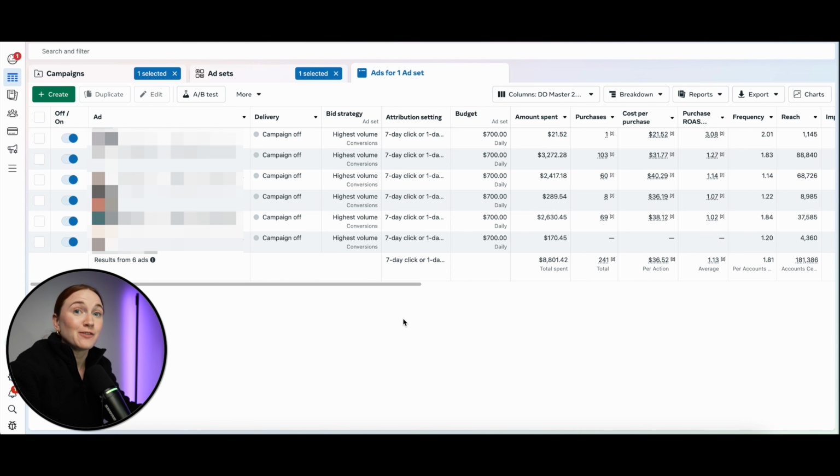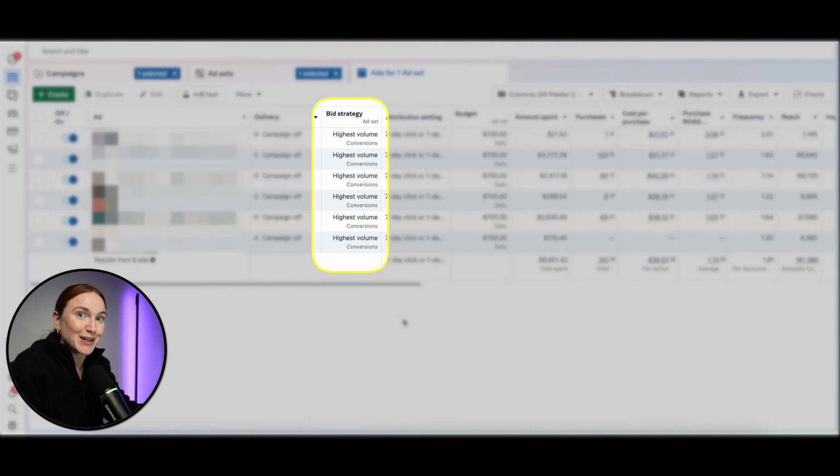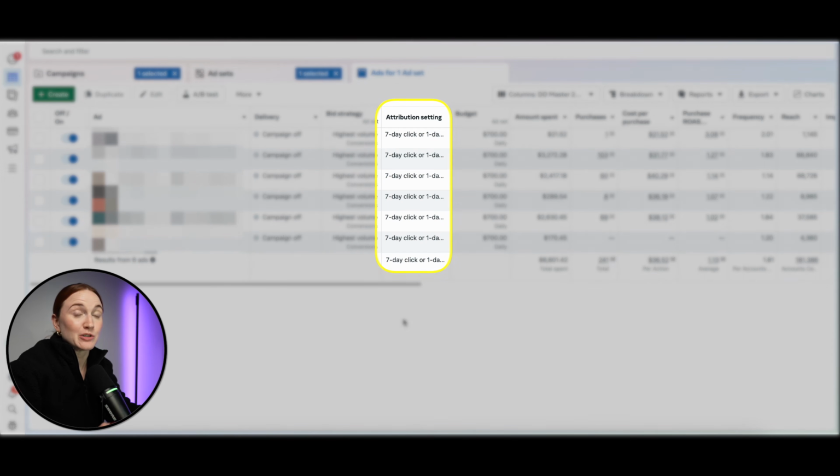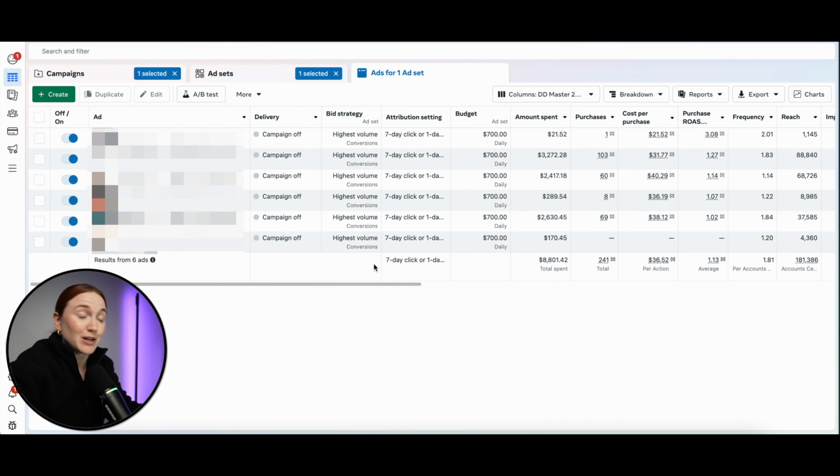But if you're just starting off, I would highly suggest for your bidding strategy to do highest volume and for your attribution setting to have 7-day click and 1-day view. And essentially what bid strategy means is this algorithm is going to go after the highest volume of conversions. There's going to be a few different ones, but that's definitely the one that you're going to want to start off with if you are just beginning.